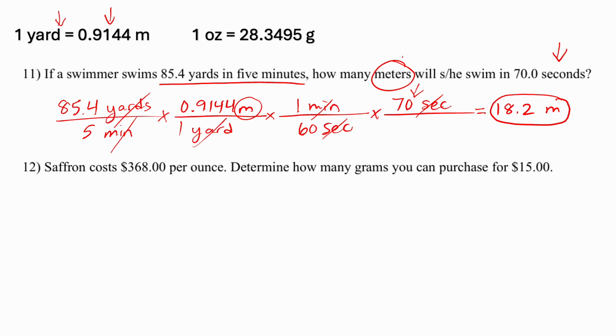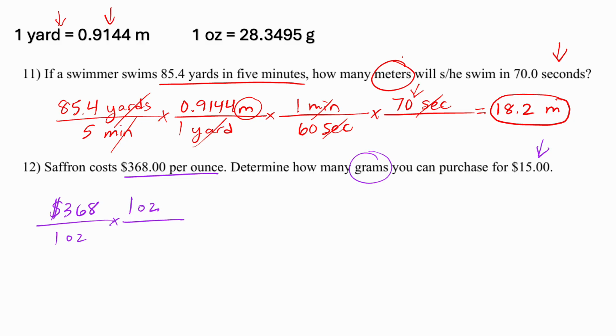All right, and then we have number 12. I think number 12 was the hardest from this worksheet just because you had to kind of apply it twice. So we know that saffron costs $368 for every 1 ounce of saffron. It wants you to determine how many grams you can purchase for $15. So first, before we figure out how much money we have for a certain number of grams, we have to figure out what is the cost per gram. So we already have dollars. We're just going to go from ounces to grams.